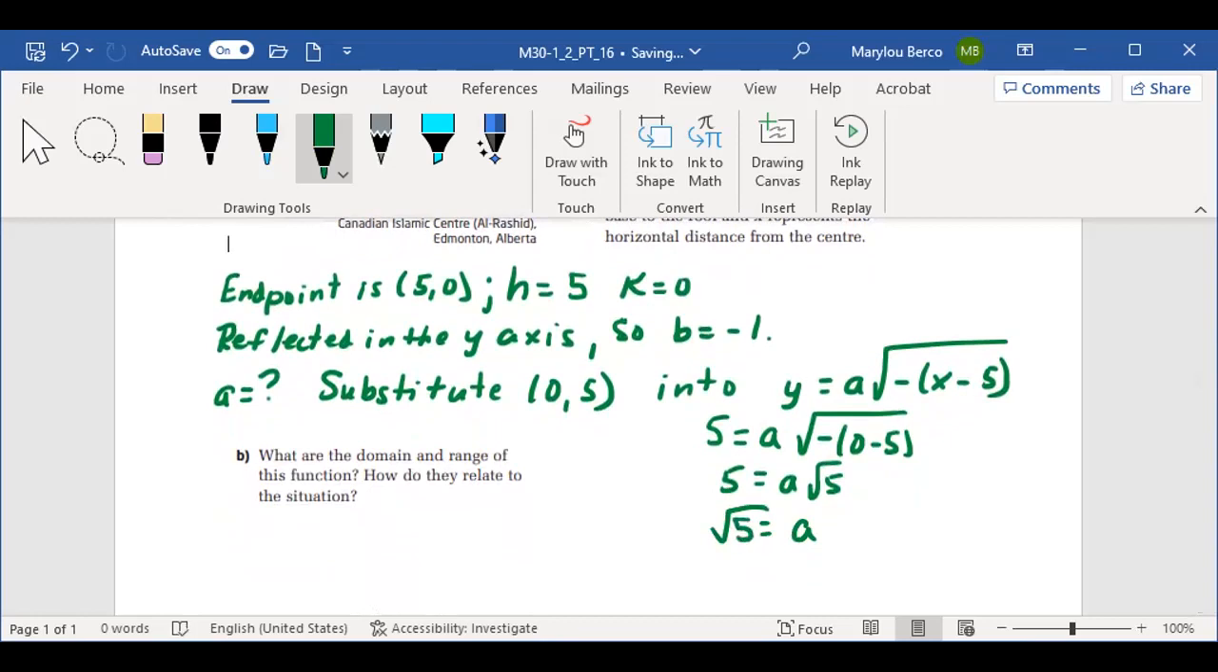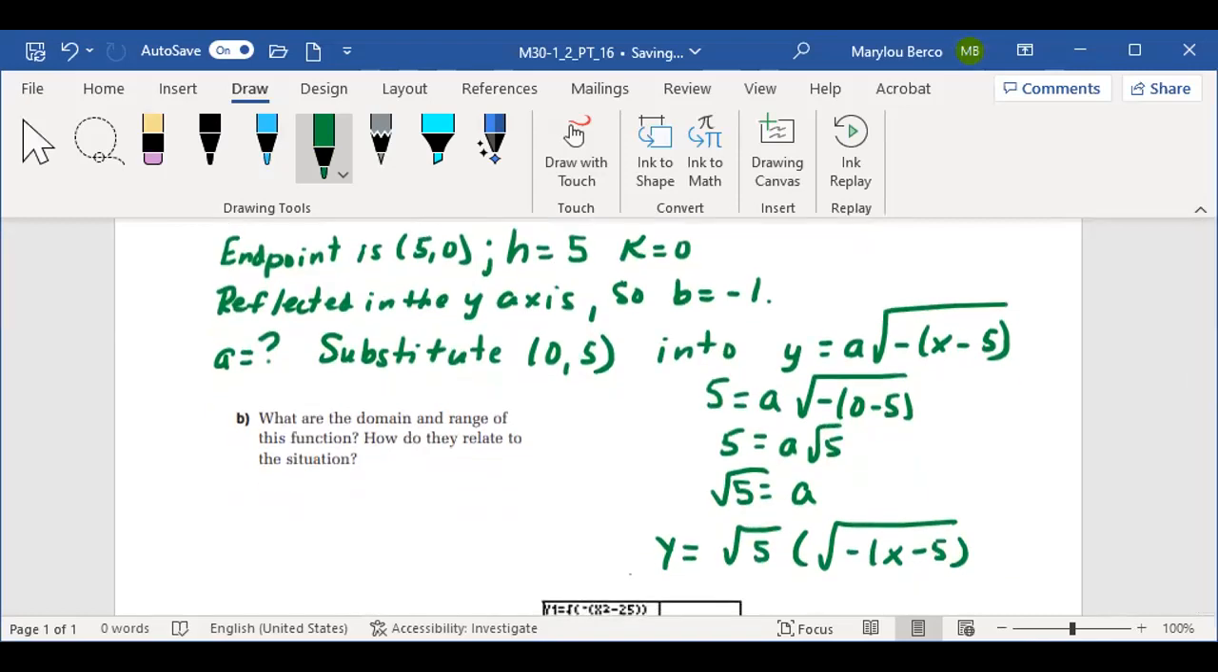Okay, that makes sense. So the function where y represents the distance from the base of the roof and x represents the horizontal distance is y equals root 5 root of negative x minus 5. So that is all for A.